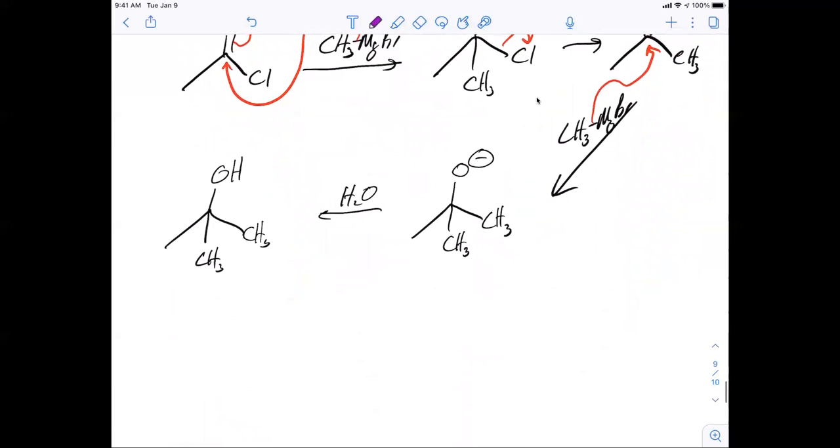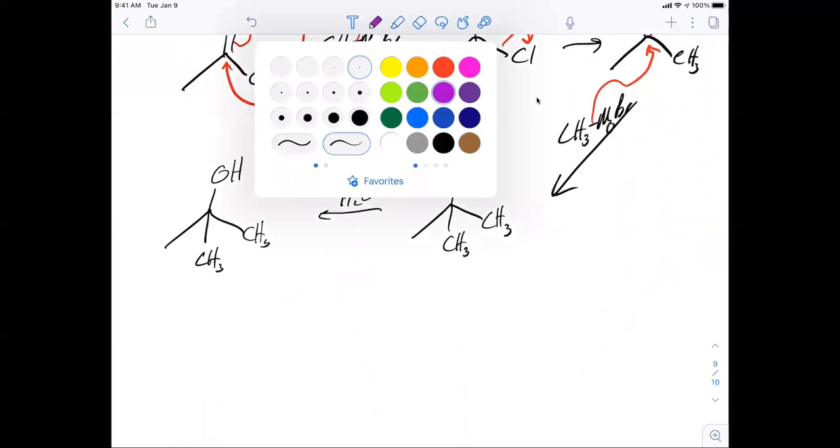Okay, we're almost to a try this. So one more reaction and then we'll do some practice. Your eyes are getting glazed over.